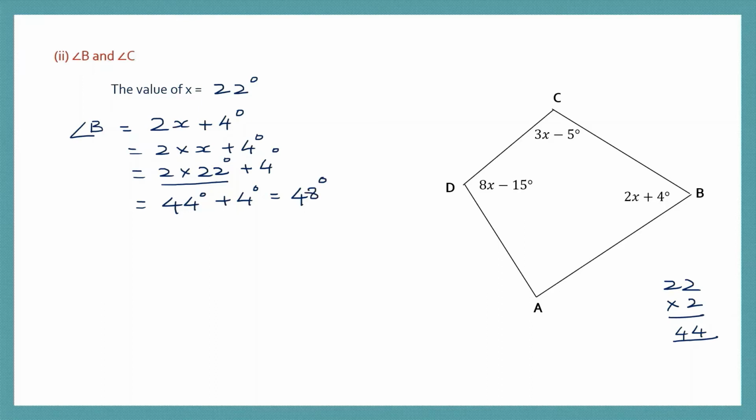So we have found the value of angle B to be 48 degrees. So that is angle B. Now we have to find angle C. So let's find the value of angle C.